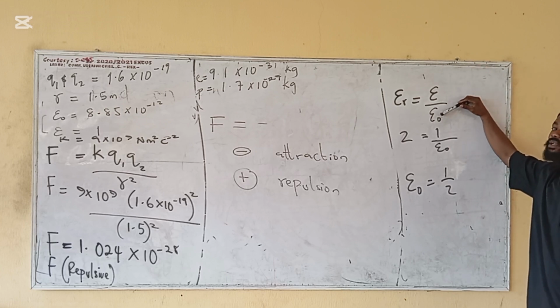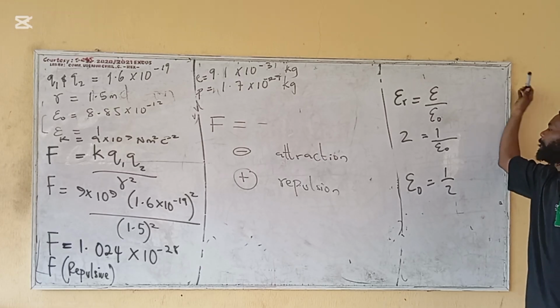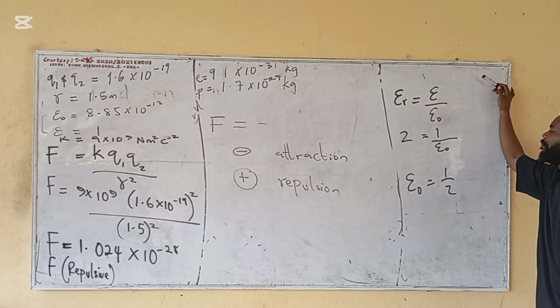This one we don't have now. But we know that this one in a vacuum is equal to 8.5, should we? You know, 1 over 4 pi epsilon naught is the same as 9 times 10 to the power 9.